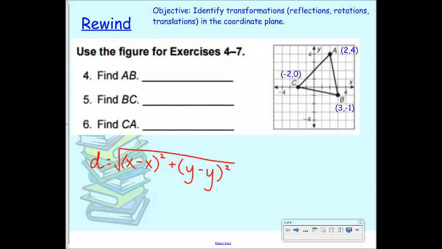Okay, we're going to do an introduction today to transformations. But before we do that, really quickly, what did you guys find your answers to be in this rewind? The same for the first two were 26, square root of 26, which means that that's approximately a little bit bigger than what? 25. A little bit bigger than 25. What's the square root of 25?